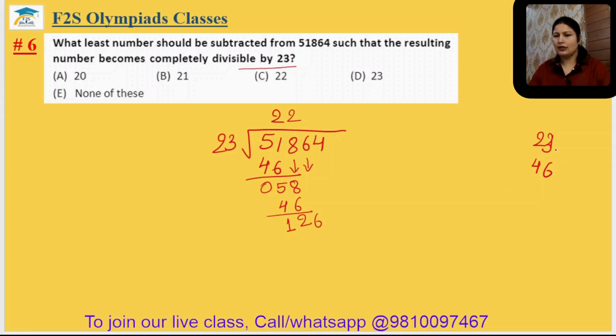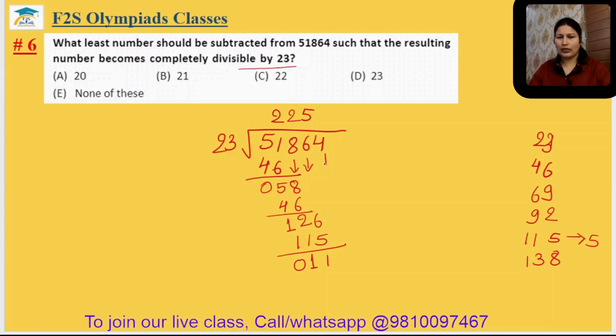So 23 threes are 69, 3 twos are 6. 23 fours are 92. Again threes are 1, 1, 5. And sixes are 138, which is more than that. So we can divide 5 times. 3, 4, 5. Okay, so 5 times it will be your 1, 1, 5. 6 minus 5 equal to 1. 2 minus 1 equal to 1.